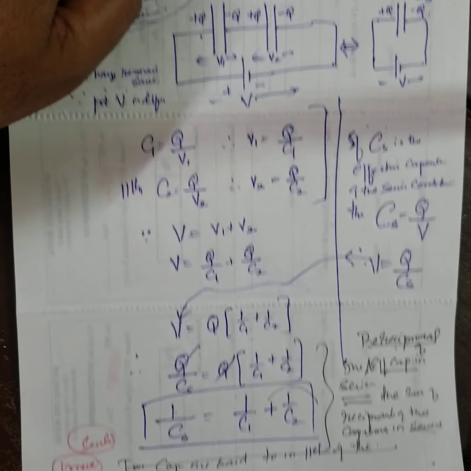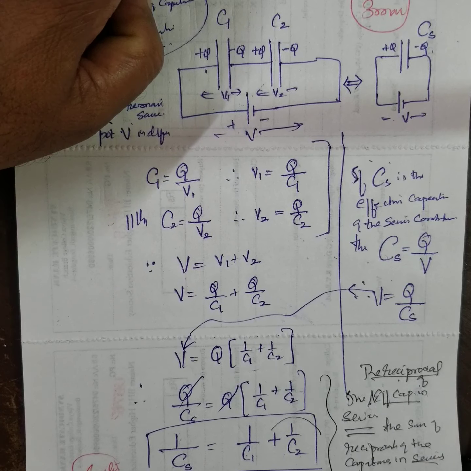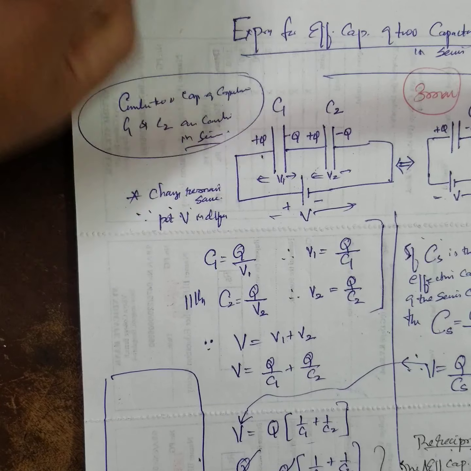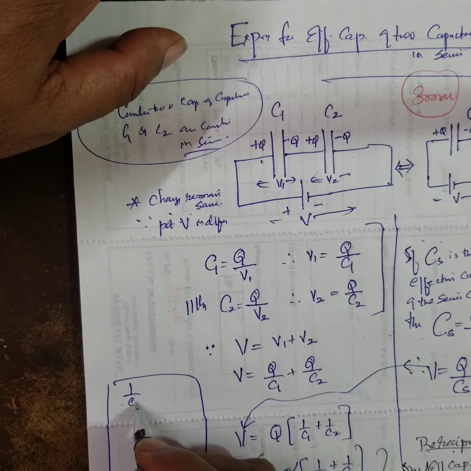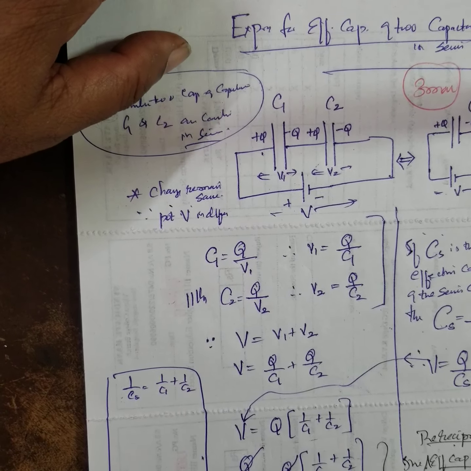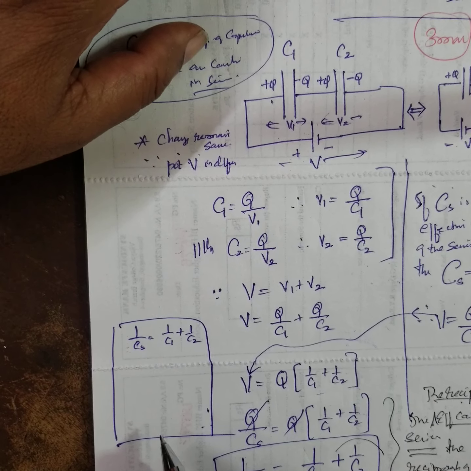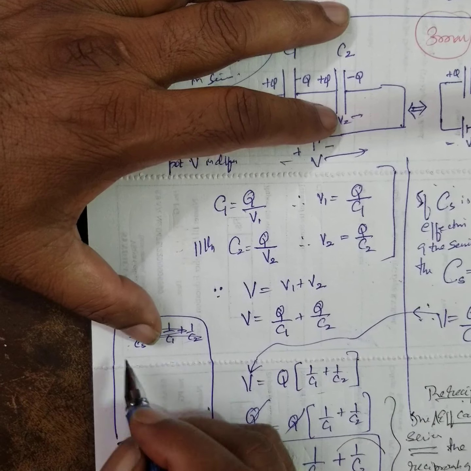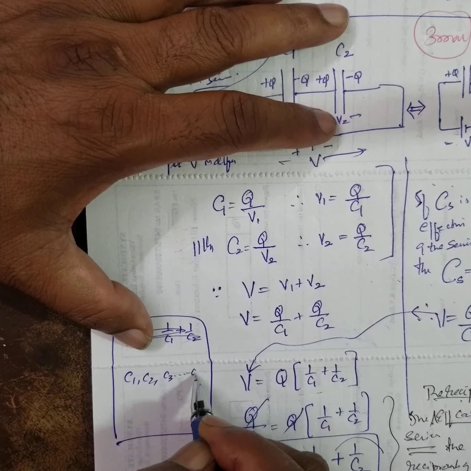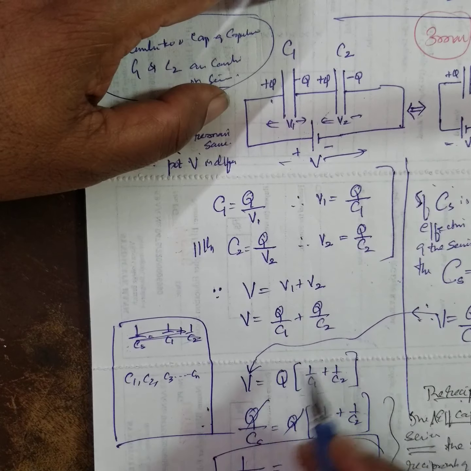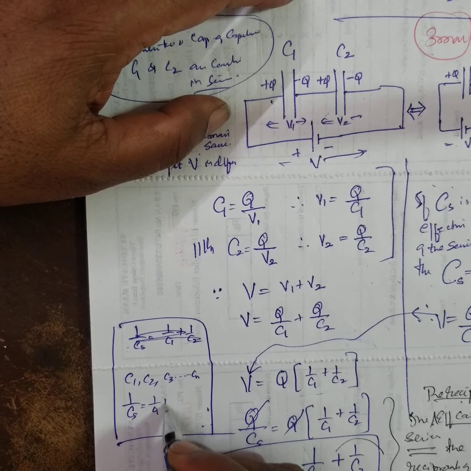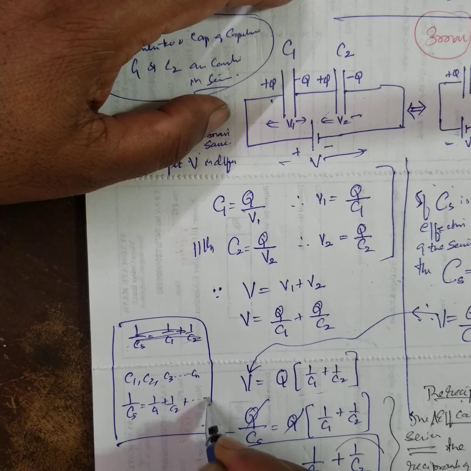See, now what you observe from here, one thing, for doing numerical problems: 1 by CS is equal to 1 by C1 plus 1 by C2, is it not? Right? Okay, but you can write in general. If C1, C2, C3 and so on, Cn, so many capacitors are connected in series, then 1 by CS is equal to 1 by C1 plus 1 by C2 and so on.